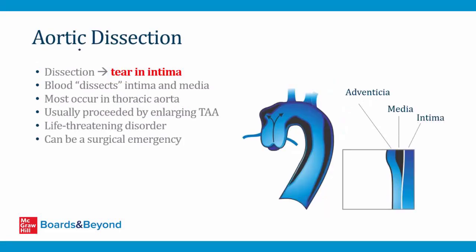Okay, so that's a nice segue into aortic dissection, which is the feared outcome of a thoracic aortic aneurysm. This is what we worry about happening if we let those aneurysms persist and get larger and larger. A dissection occurs when there's a tear in the intima.